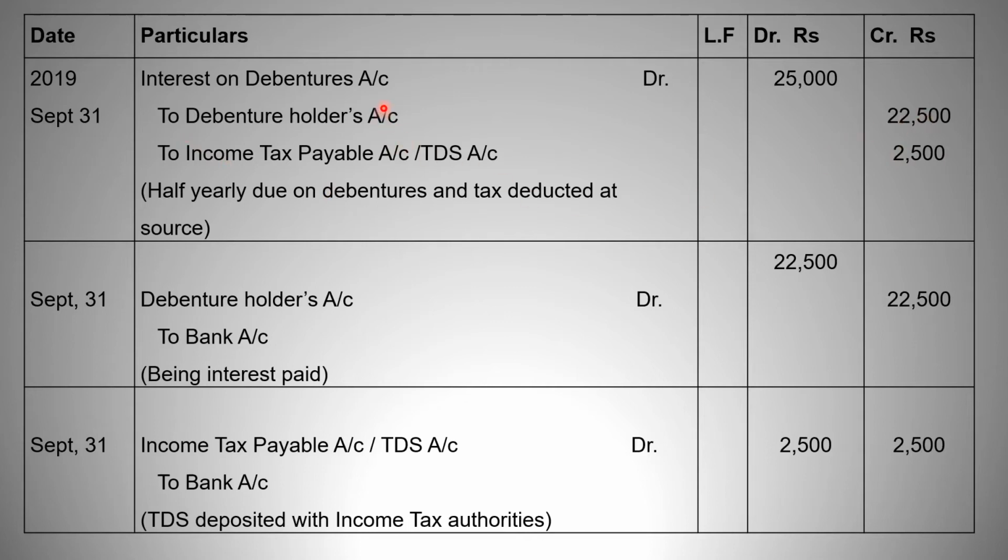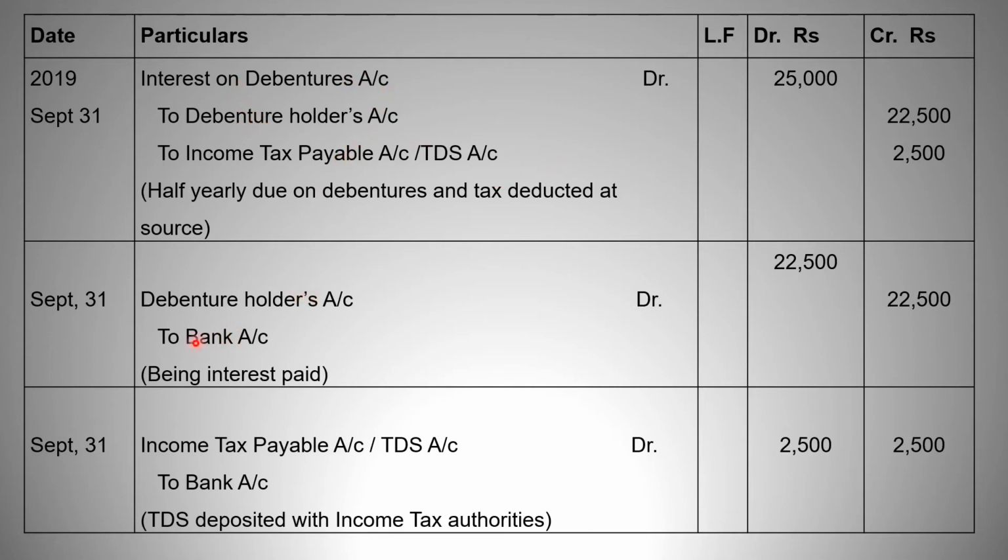So this is the due entry: debenture interest on debenture account debit, to debenture holder, to income tax payable or TDS payable account. Very simple. So first entry, after that, at that time, company have to pay separately to the debenture holder, separately to the income tax department.